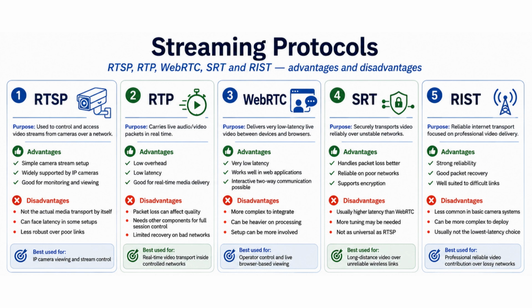For vehicle applications using a radio link, RTSP with RTP is commonly used because it is widely supported by cameras and video systems. Therefore, the final selection should balance latency, reliability, compatibility, and radio link quality.